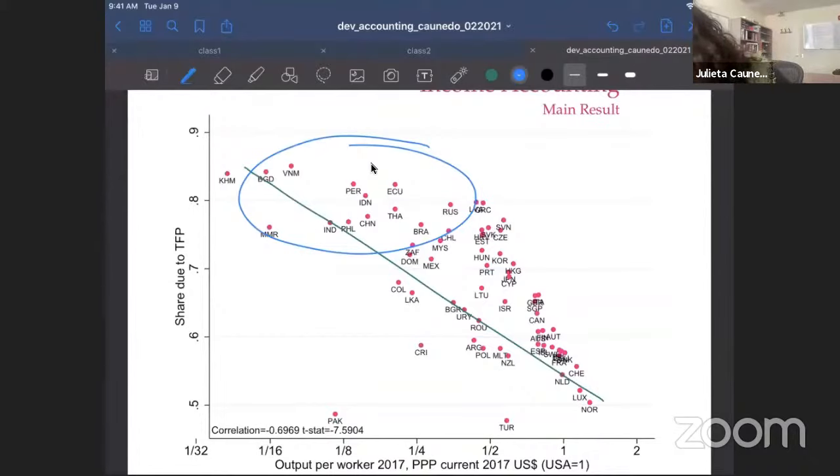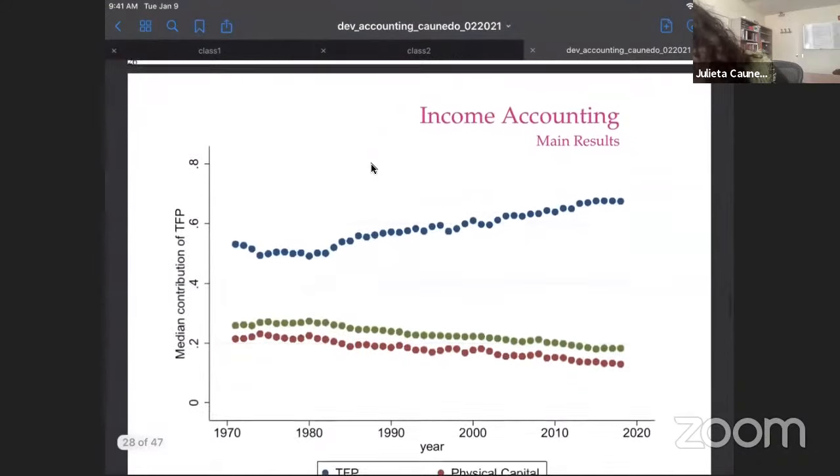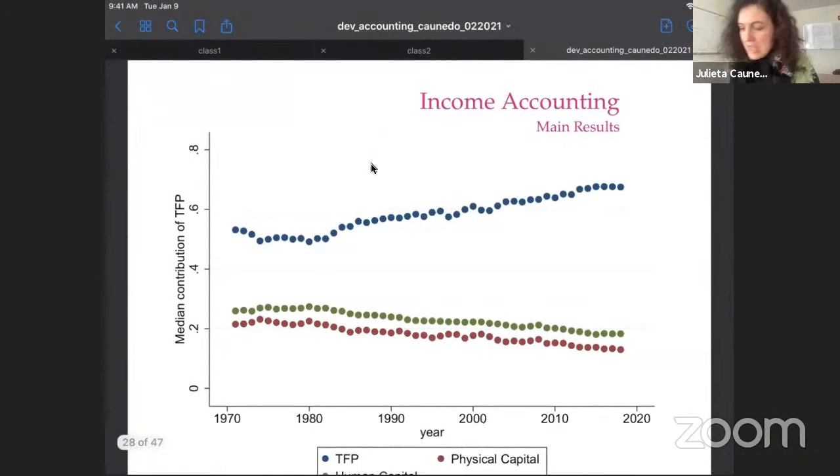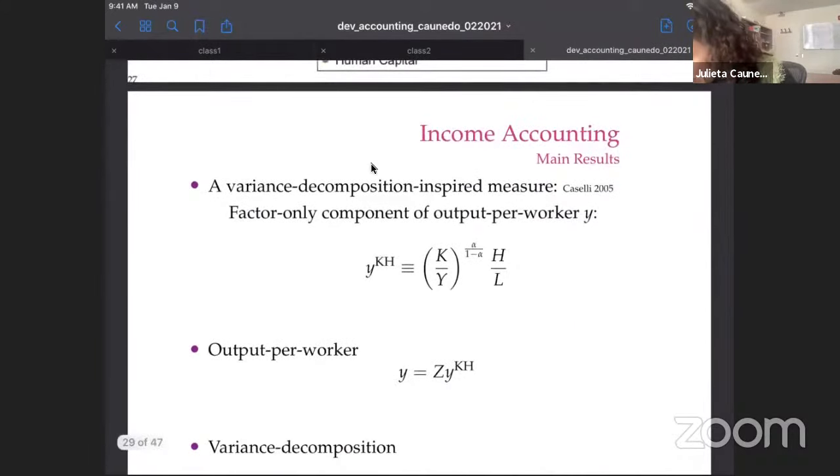Takeaway number two, which you typically don't see in income accounting exercises, but I was just curious and I thought it was important to see, is that these effects are, I would say, stable. Yes, there is a bit of a trend in the contribution of TFP, but I would say it's stable. It's around 60%, the contribution of TFP. There is a little bit of a trend, and that's a question of measurement, et cetera. So hopefully we'll figure that out soon.